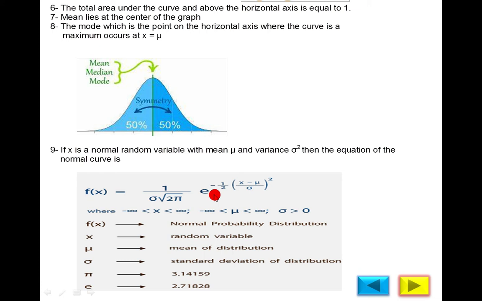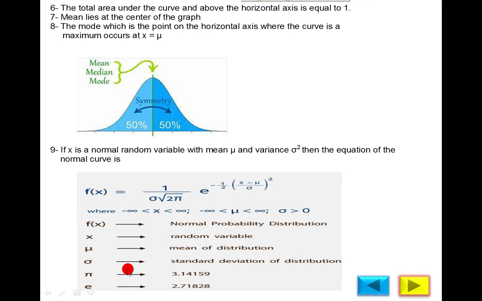So the range of x is between minus infinity to plus infinity, mu will also be between minus infinity to plus infinity. Minus infinity to plus infinity indicates the minimum value and maximum value. Sigma, the standard deviation or variance, is always positive, so it will be greater than or equal to 0. So f of x is the normal probability distribution, x is the random variable, and we will use x for any given value.